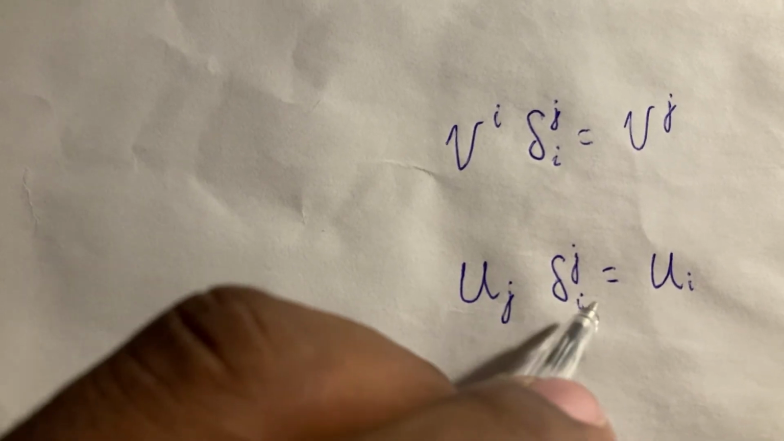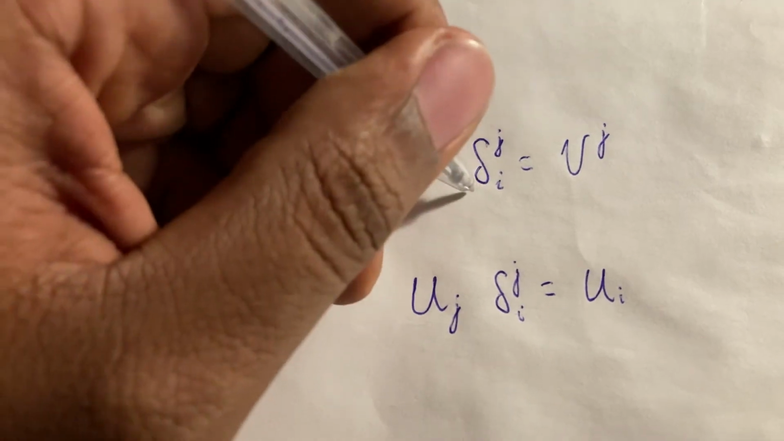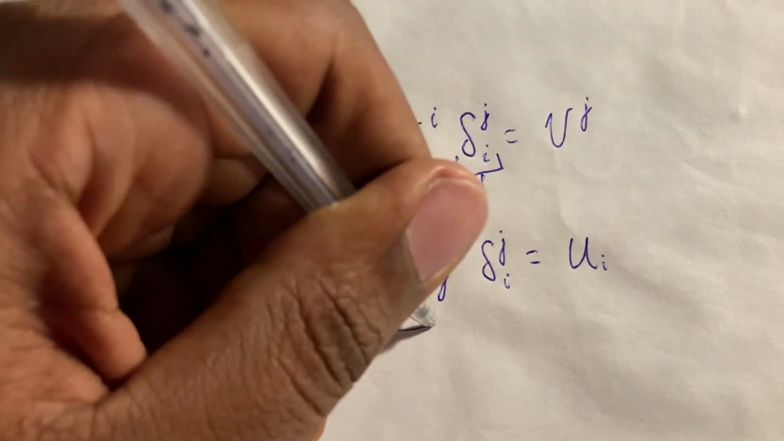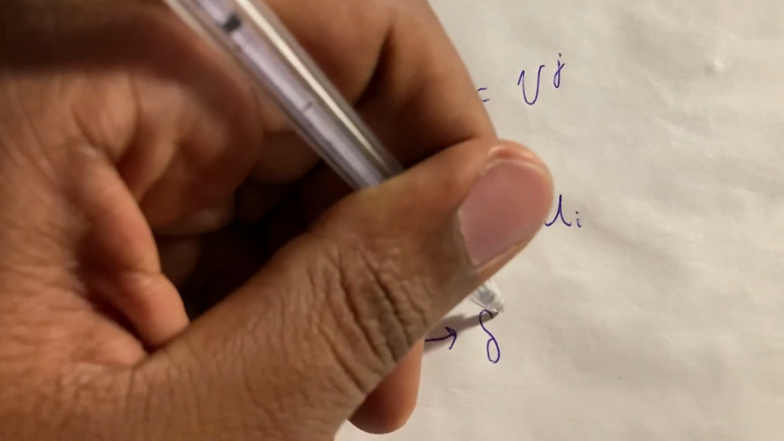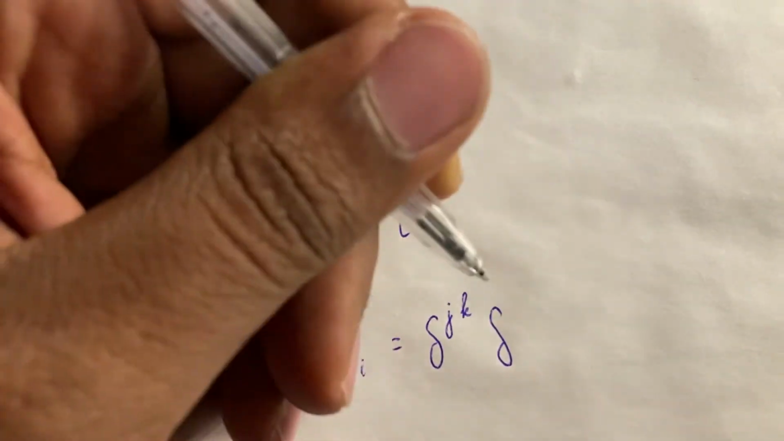So it changes from J to I right here. Now, let's look at this one hybrid Kronecker delta right here. If we were to express this fully, what this looks like in essence is the following. It looks like one Kronecker delta JK multiplied by another Kronecker delta KI.